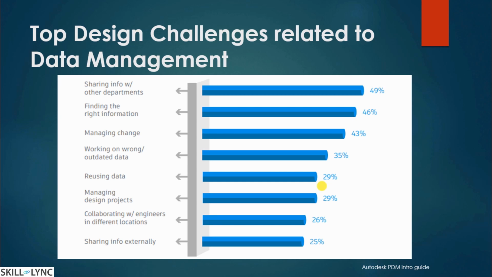So what they say here is nearly 49% of the time, that is 50% of the normal time, is spent in sharing information with other departments because you are working in a collaborative environment, and hence the typical data management process involves sharing the information that you've created or are working on with different departments, and that involves close to 50% of the time. And again, as seen in the previous slide, close to 46% is spent on finding the right information or the right file.